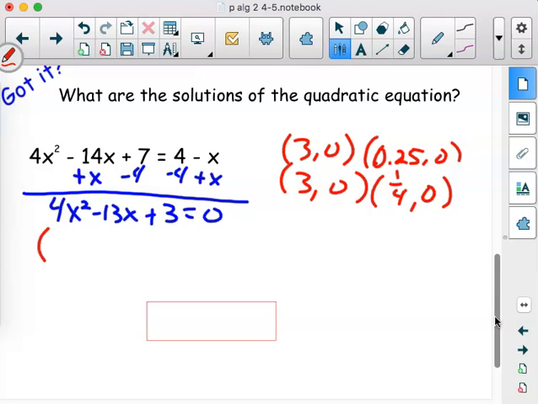So, working backwards, we'd say, well, I'm going to start with the 3, 0 because that one would be easiest. This must have been x minus 3. Well, then the other one, x times something had to be 4x squared, so that would be 4x. And then negative 3 times something has to give me positive 3. That would have had to be a negative 1. And yeah, we would still get the same zeros.